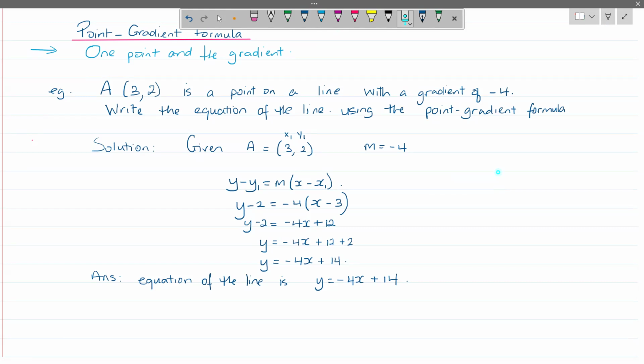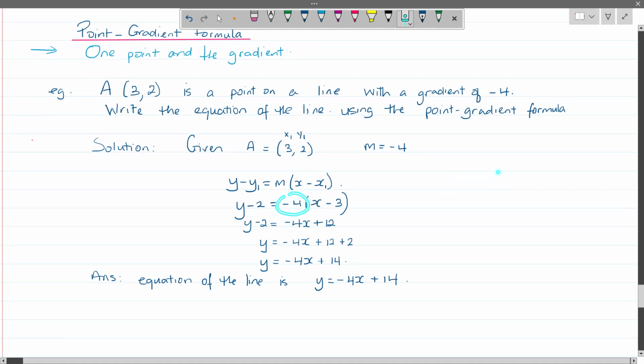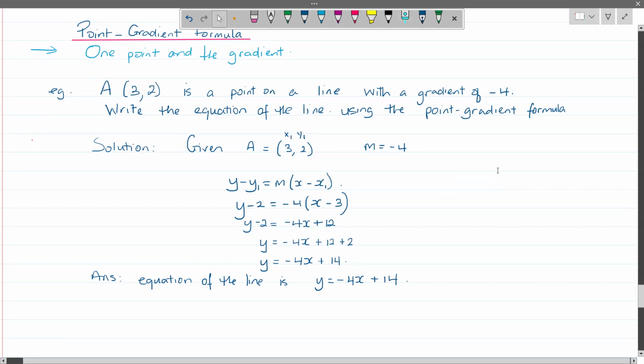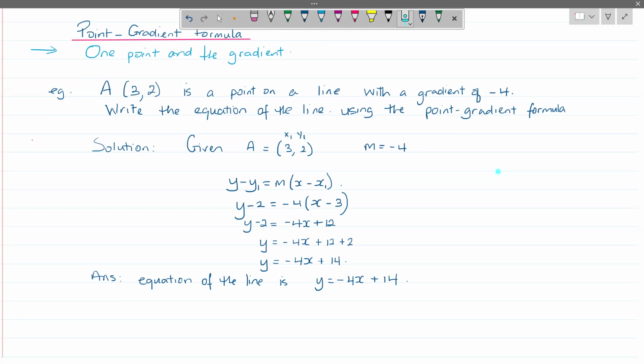Here, I am substituting m to be -4. I am getting my x1 value from the point A, that is going to be 3. I'm getting my y1 value from A, that is going to be 2. Sub those into the formula. Everything else that you're not using, you write back: y there, m there, x here. So we get y minus 2 is equal to -4 into x minus 3. We multiply -4 by our brackets. We get -4x, and negative by negative is a positive, 4 by 3 is 12.